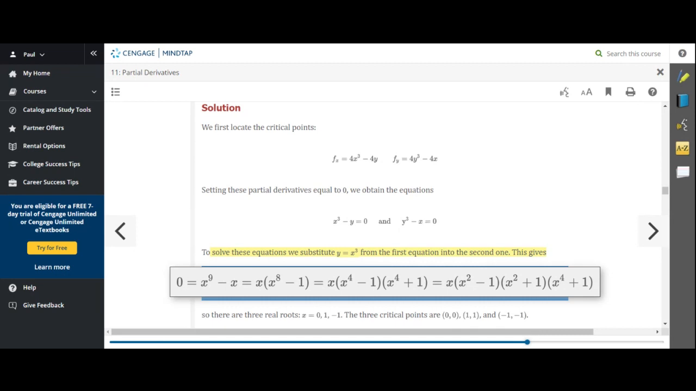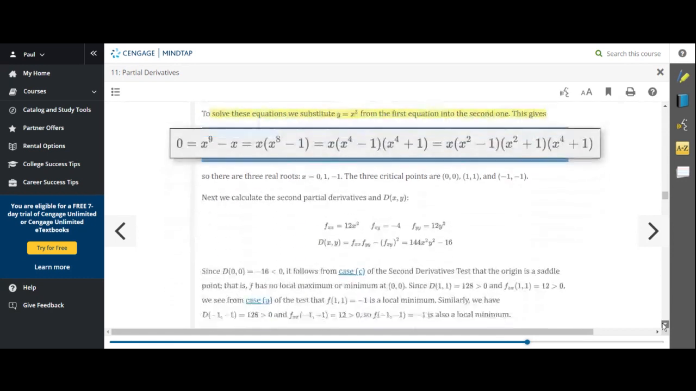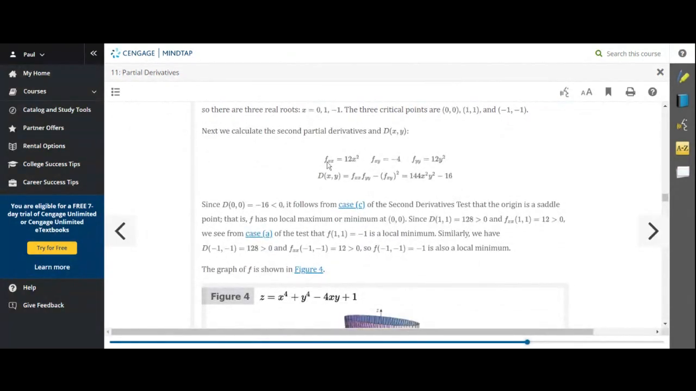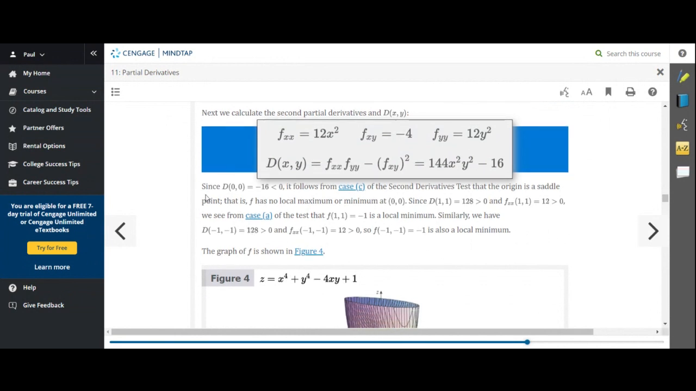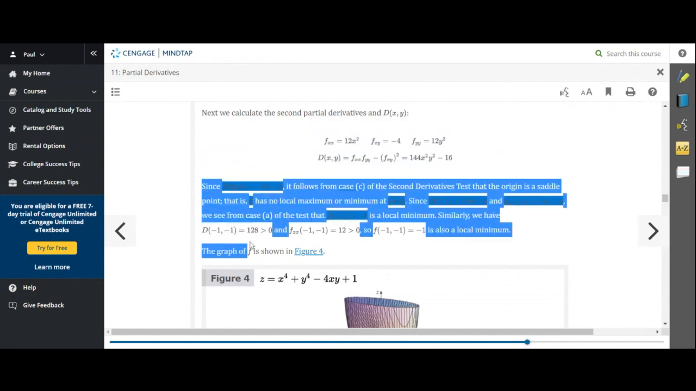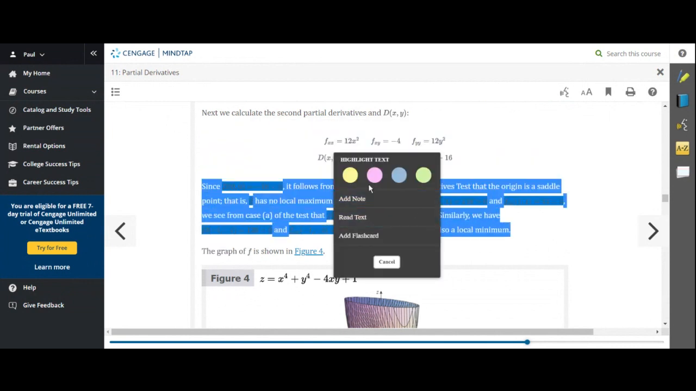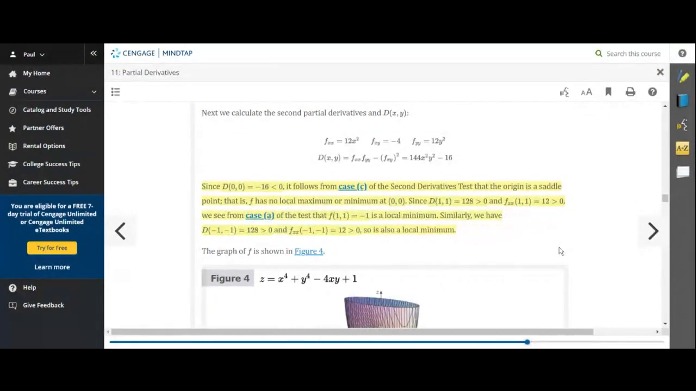So now that you've identified your critical points, here in this example, which is example 3 from section 11.7, you can see if you have maxima or minima there. You compute the second partial derivatives and then apply the second derivatives test as they show here. It's really just applying the second derivatives test. It really doesn't take that much thought.